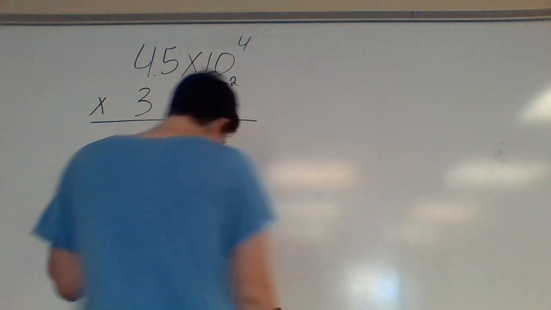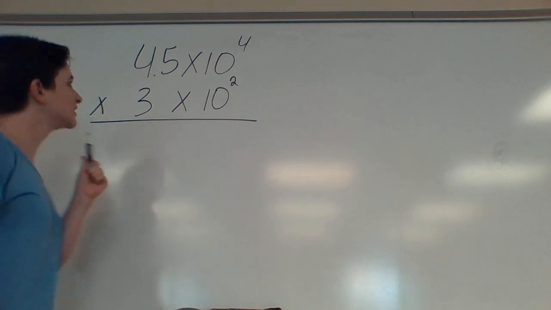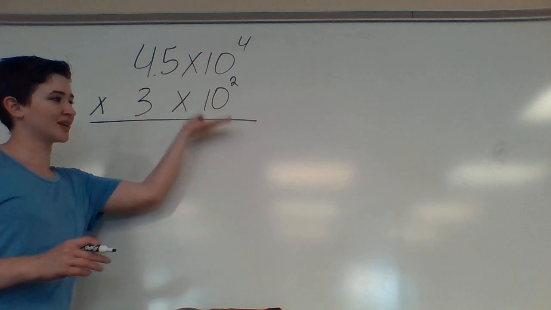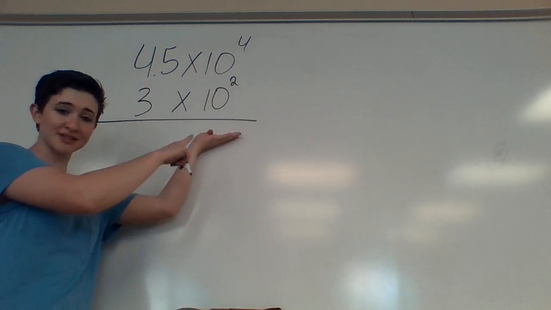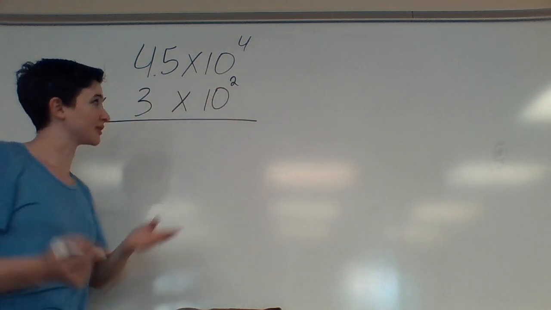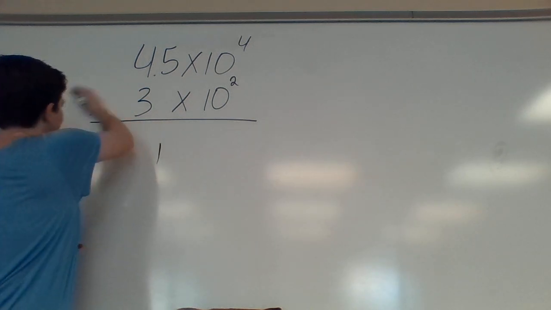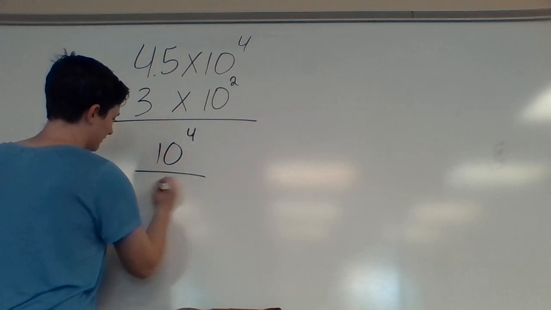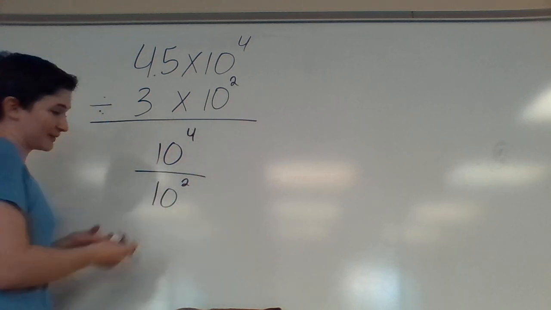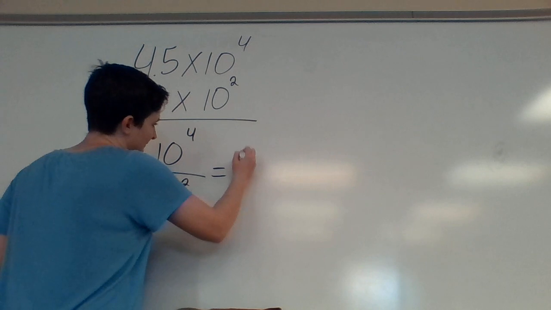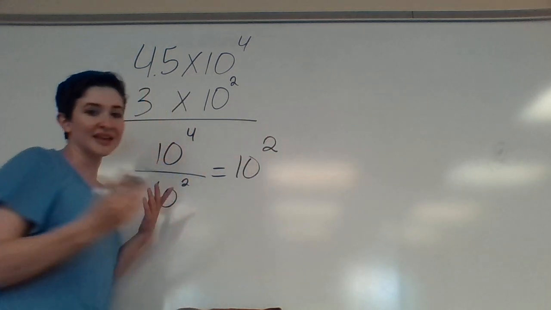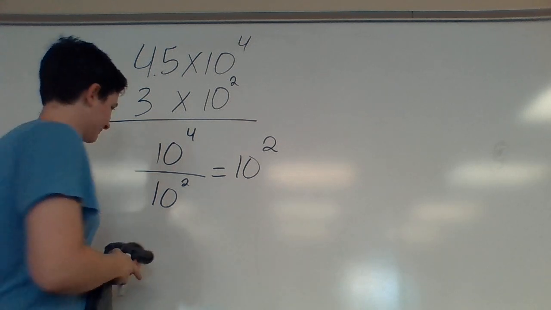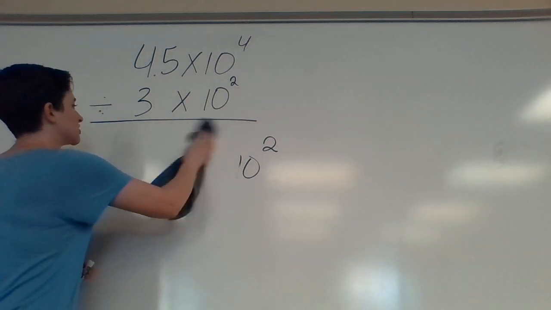Anyway, moving on. Division. So, division is the exact same as everything else. Divide the decimals, and then subtract the exponents. Because remember, if I had 10 to the 4th power over 10 to the 2nd power, then I would cancel out 2 10s and I'd be left with 10 to the 2nd power. It's exactly like our exponent rules.